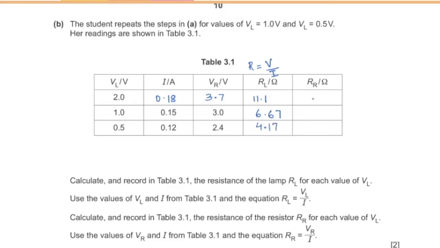Now, resistance across the resistor is going to be equal to the voltage across the resistor divided by the current in the loop, since they are in series. So the voltage across the resistor, 3.7, divided by the current in the loop, which is 0.18. So 3.7 by 0.18 is equal to 20.6 ohms. Voltage across R3 divided by 0.15 is equal to 20.0 ohms. 2.4 divided by 0.12 is equal to 20.0 ohms. And we have to keep all our answers rounded to 3 significant figures.